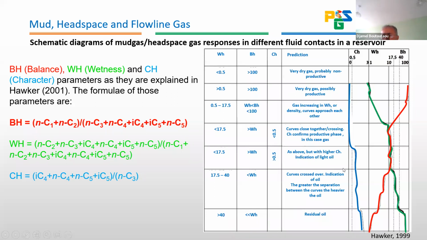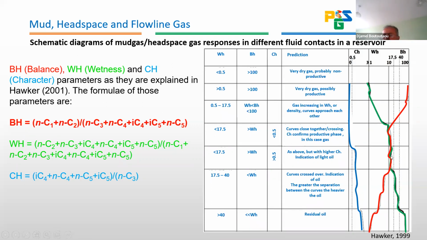Imagine this is a well. We look at the gas wetness in green. In this interval here, the gas wetness is very low, so it's very dry. So we have very dry gas. Then with depth, in this interval, the two curves, the wetness and the balance, are intersecting. And this is where it becomes interesting.